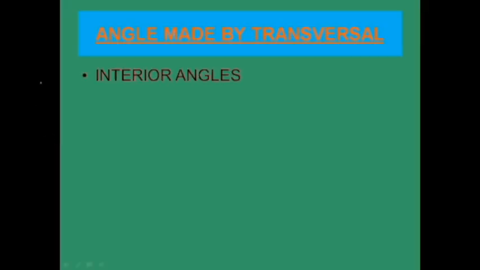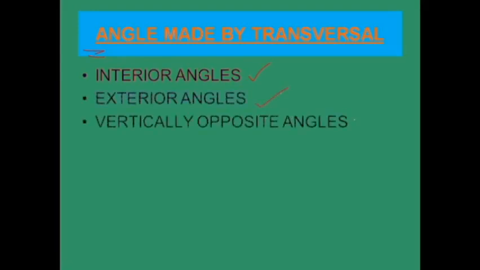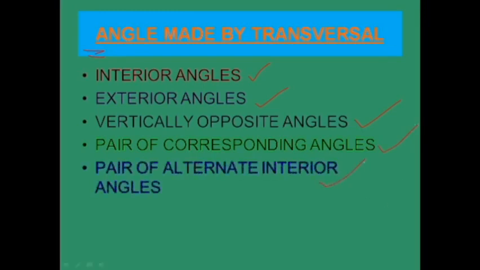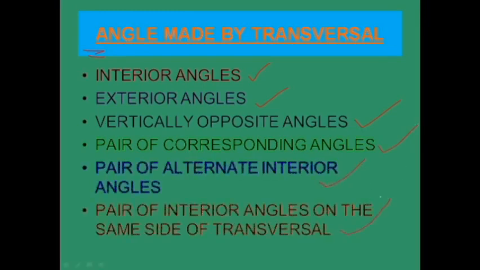Now we take the part, angles made by a transversal. When a transversal intersects two or more lines, some angles are made by this transversal. Those angles are interior angles, exterior angles, vertically opposite angles, pairs of corresponding angles, pairs of alternate interior angles, and pairs of interior angles on the same side of the transversal. We will discuss them one by one.